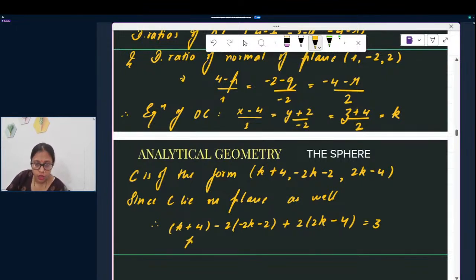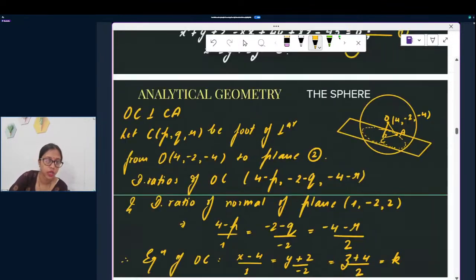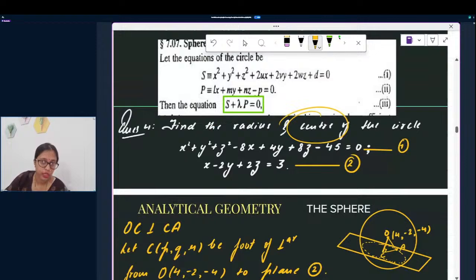So k plus 4k plus 4k plus 4 plus 4 minus 8 equals 3. This gets cancelled. 9k equals 3. Yes, so k is 1 by 3. That means I got my point. I got the center. First part is done: find the radius and the center. So at least we have a center.